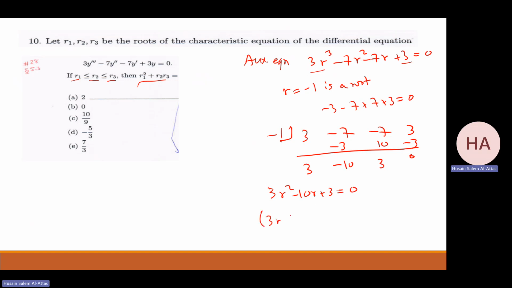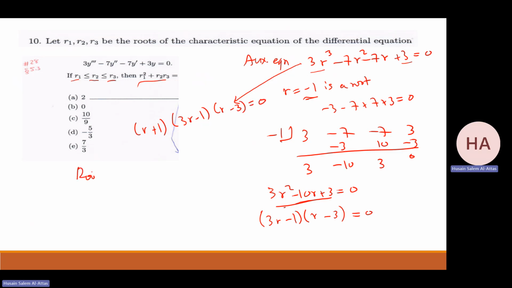This one is what? 3r, I have r. And then this is minus 3, minus 1, equals 0. Is it? Yeah, this is 3 minus r minus 9r, minus 10r. That's it. So this one is r plus 1, times this, which I can factor: 3r minus 1 times r minus 3 equals 0.